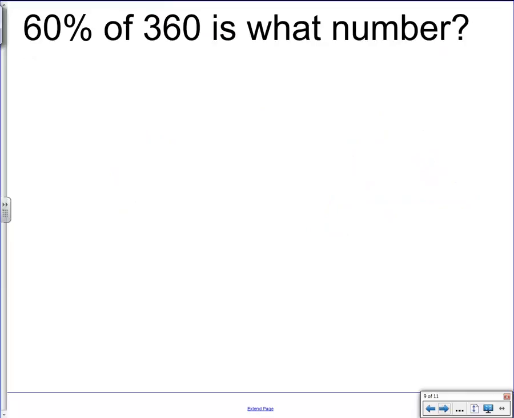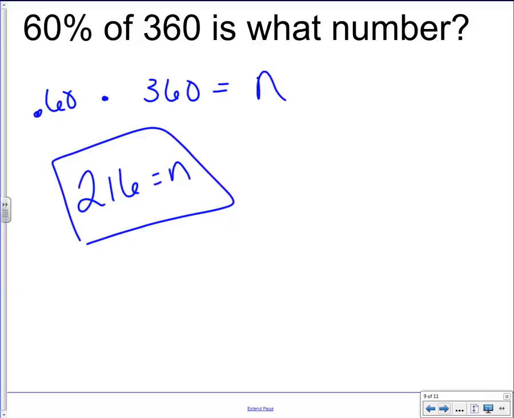Your last problem that we're gonna solve, you just have to make sure that you put your percents as decimals, bring down your of as multiply, your whole number is 360, your equal sign is, and what number is something I don't know. There's always something that you don't know in these problems, okay, always. So for this one, you're typing in 0.60 times 360 equals, n equals 216.